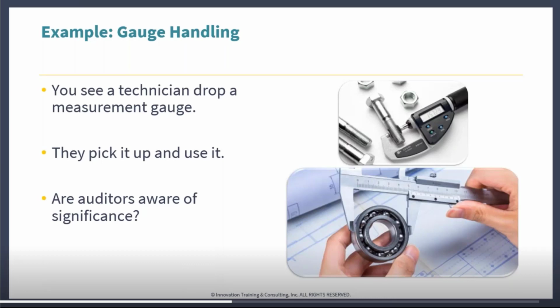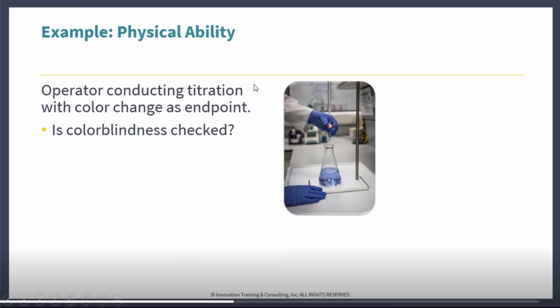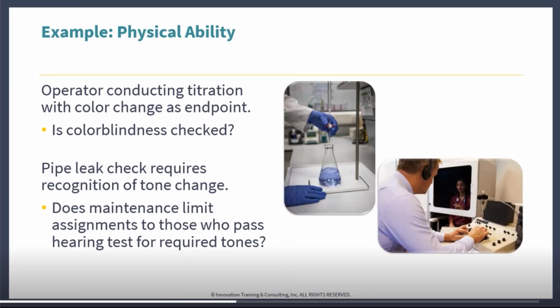And then the third example is in the laboratory, where we have a titration where it turns color. In the real life situation, it turns red, but color blindness wasn't checked. Out in the operations, maintenance would put headphones on and walk down the pipe and listen for tone changes. But the question is, were we limiting the assignment of that test to people who could pass a hearing test for the required tones? In both these cases, there's potential for invalid results, even when it looks like the people are following the procedure.